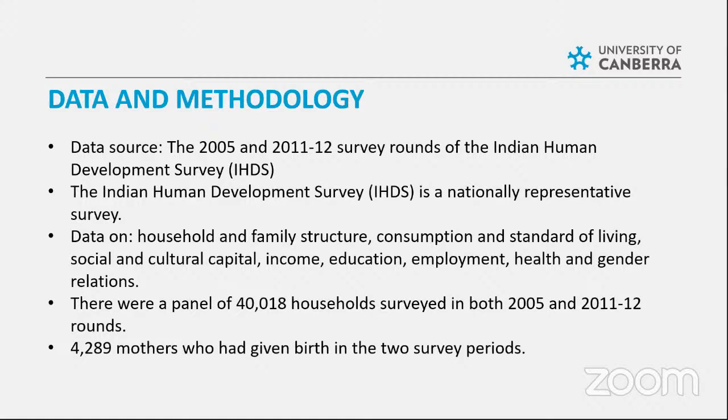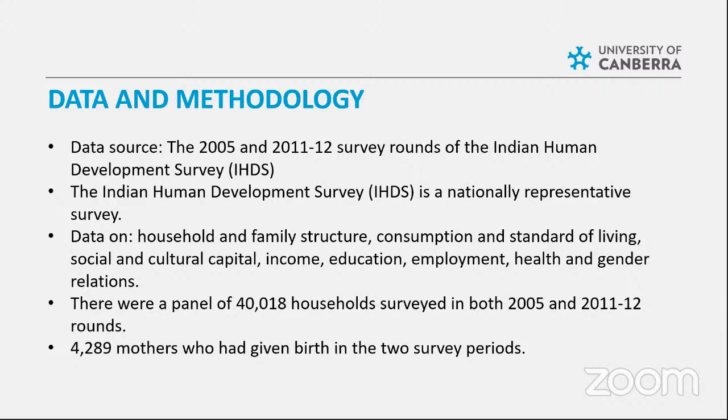Okay, we're using the 2005 and 2011-12 survey rounds of the Indian Human Development Survey, IHDS. IHDS is a nationally representative survey covering over 41,000 households in 2005 and over 42,000 households in 2011-12. IHDS collected information on a range of topics, including household and family structure, consumption and standard of living, social and cultural capital, income, education, employment, and so forth.